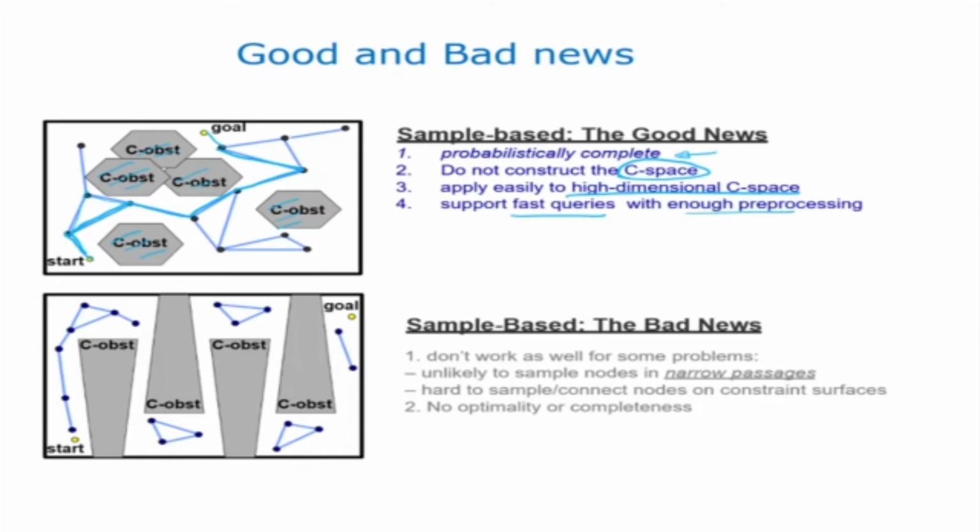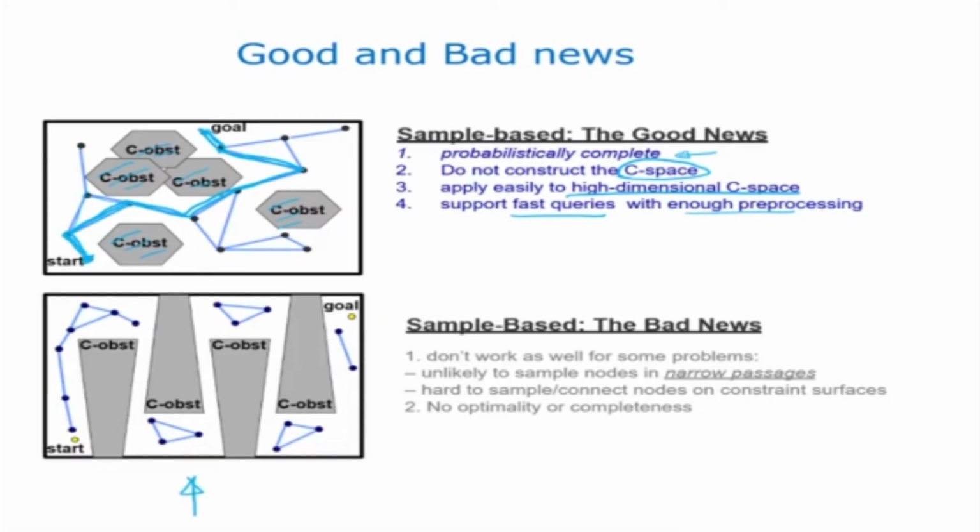Now, what is the meaning of fast queries? For example, if I have a start point here and a goal point there, and I want to query whether you can reach the goal from this start point, it is very easy. You just search in this way. So this is a query, and then you can go to the goal point. Now, what is the bad news?